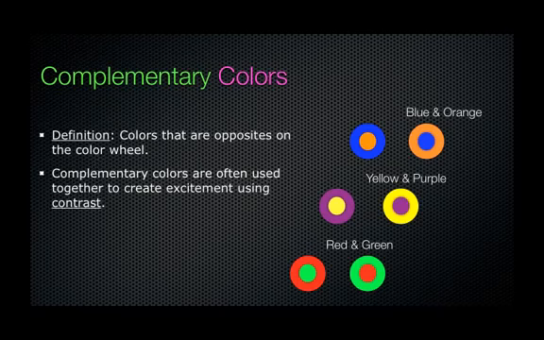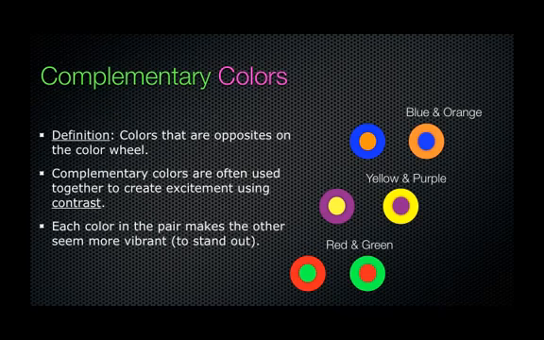Complementary colors are often used together to create excitement using contrast. And remember contrast, putting two things that are very different together to make things pop out. So each color in a pair, as we see here, makes the other one stand out more, become more vibrant. So if I were to use, let's say for example, red writing on a green background, that writing's really going to pop out. Complementary colors can be used to create a feeling of excitement, something dynamic, to create contrast.